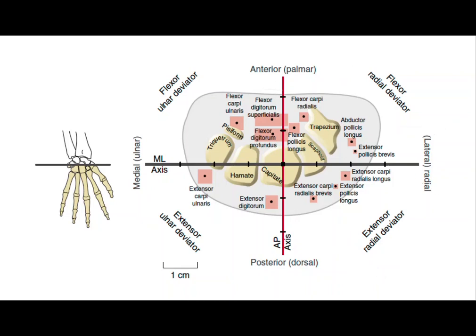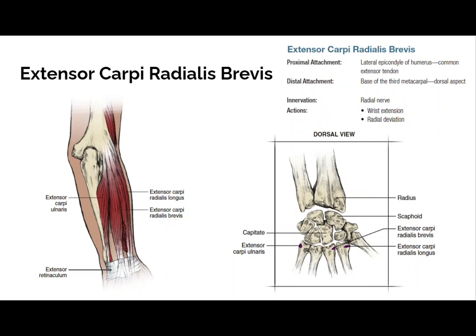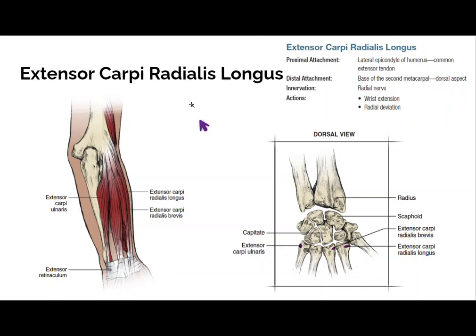So we said before we have the flexor carpi radialis, the extensor carpi radialis longus, and the extensor carpi radialis brevis. So just to review, we have the extensor carpi radialis brevis. Remember, the extensors come off the lateral epicondyle, and they're all radial nerve innervation, and it contributes to radial deviation because it's on the radial side. Extensor carpi radialis longus, again, radial deviation, lateral epicondyle, and radial nerve innervation.